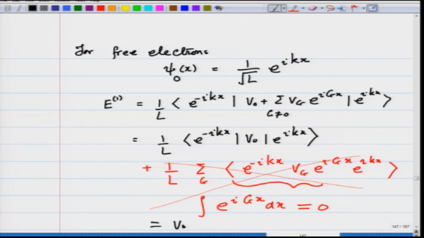E 1 comes out to be a constant equal to V 0. So, the first order energy change in this periodic potential is just a shift of the energy, and I may as well take this V 0 to be 0, because a shift of energy by a constant does not really matter. Potential anyway is defined up to a constant. So, I can take this constant to be 0.